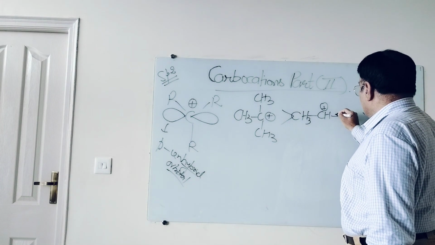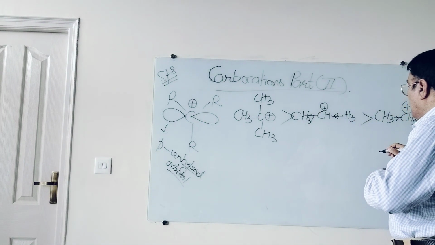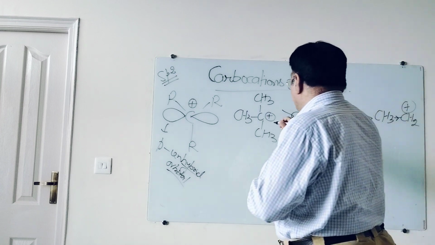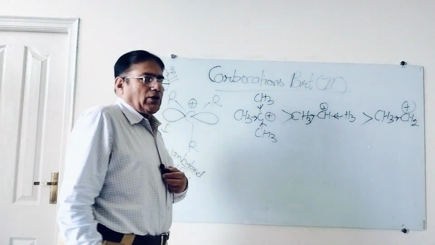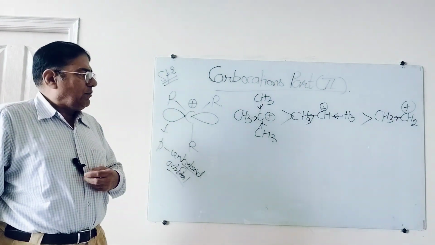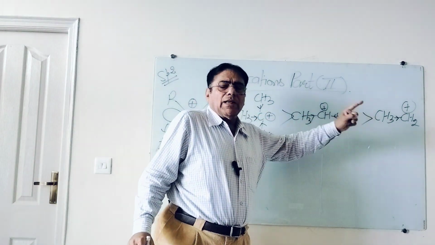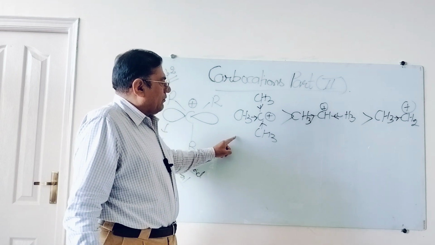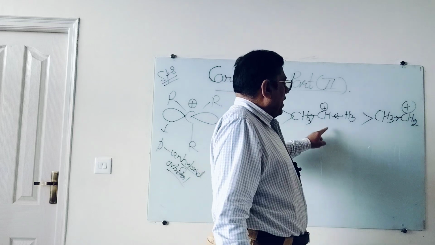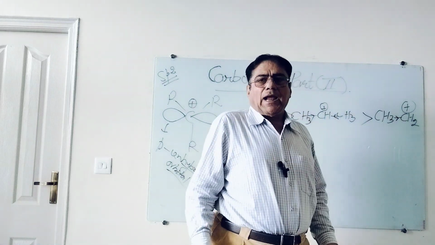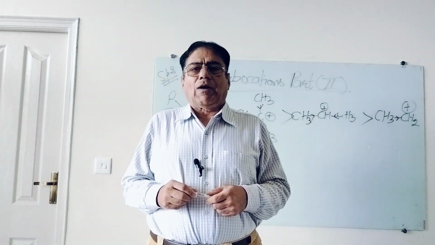In isopropyl, two methyl groups are repelling the electron towards the positive carbon, right? In tertiary butyl, there are three alkyl groups. The effect of three alkyl groups will be more, and three alkyl groups will make the magnitude much lesser than in the ethyl carbocation. So according to inductive effect, tertiary butyl is most stable, then isopropyl, then ethyl. Second point, I took into consideration, hyperconjugation. What is hyperconjugation?